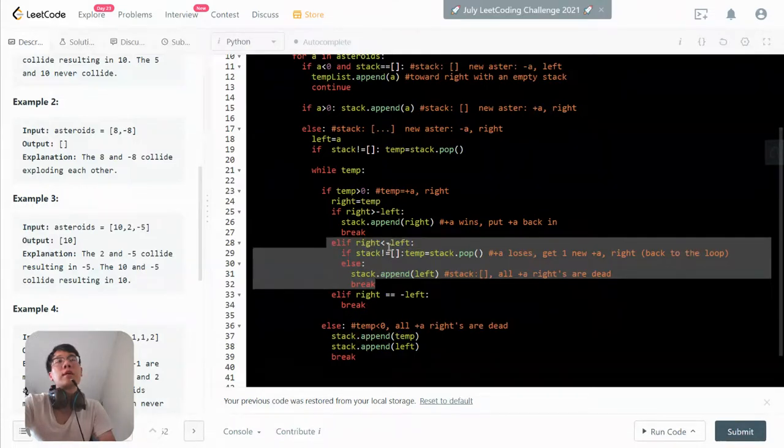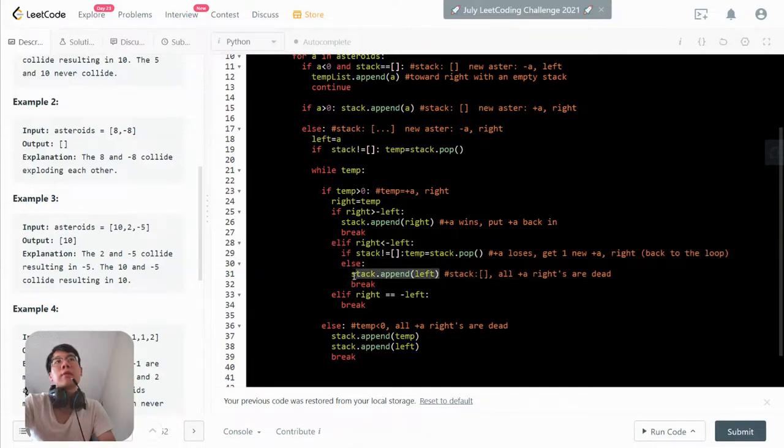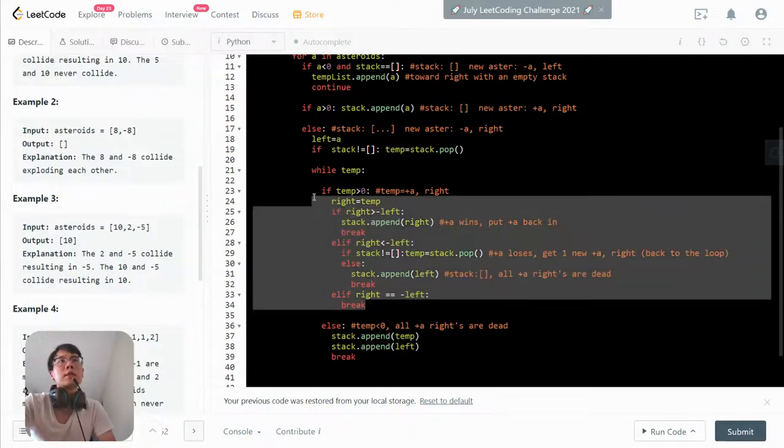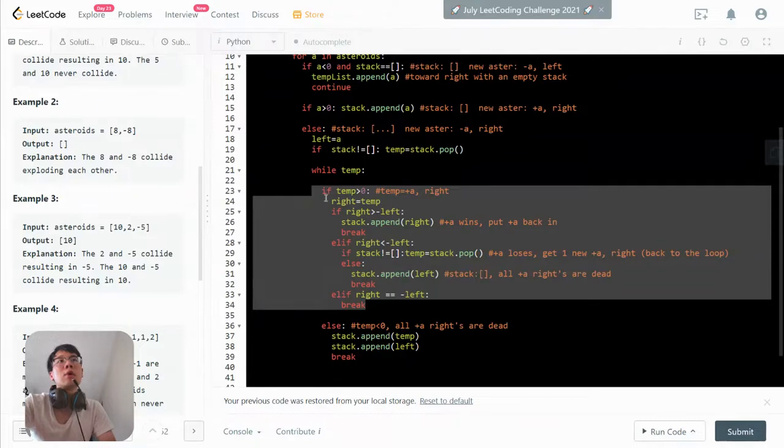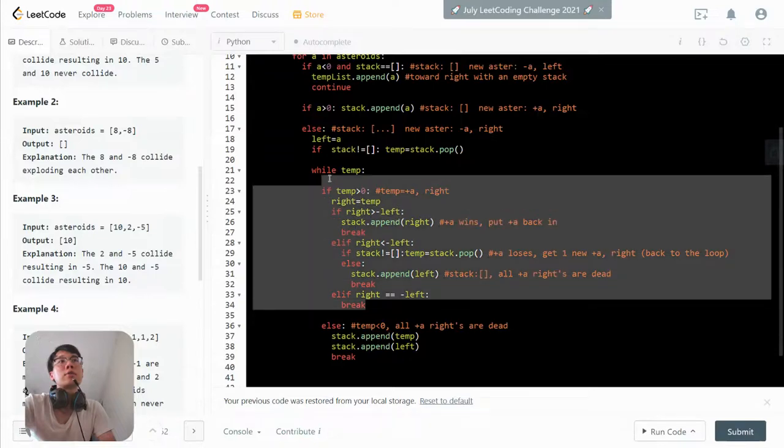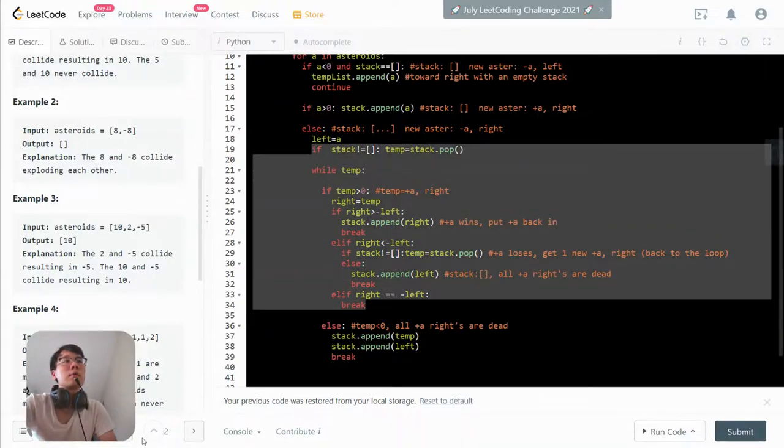Sorry, let's go back to this case. If the left one wins, and also in the case when there are no more right ones in the stack, we come to this case, and we have to append the left one to the stack. That will be the end of the story because there are no more right ones. Another case is when they are equal size, which is trivial, and both of them will collide. So this is one possibility.